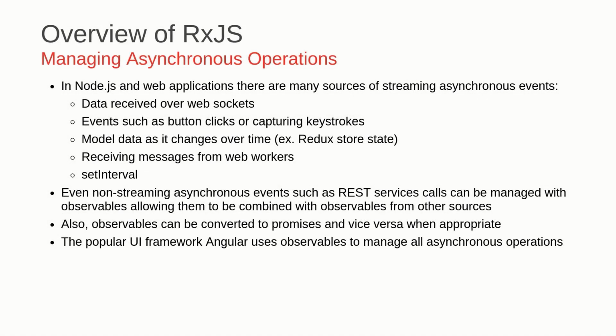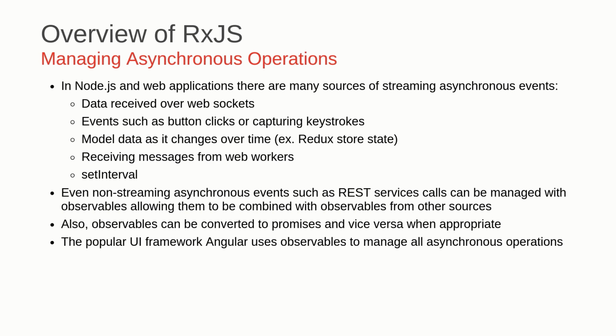Now, a lot of folks don't realize just how many sources of asynchronous data streams there really are. For example, data received over WebSockets like a stock ticker. Events such as button clicks. Each time you click that button, it fires off another asynchronous event. Well, that event object is asynchronous data, and clicking it multiple times results in a stream of asynchronous data. You could also have model data as it changes over time. Think of Redux. When you're working with a Redux store and the actual data in the Redux store changes over time, that changing over time of your data is an asynchronous stream of data.